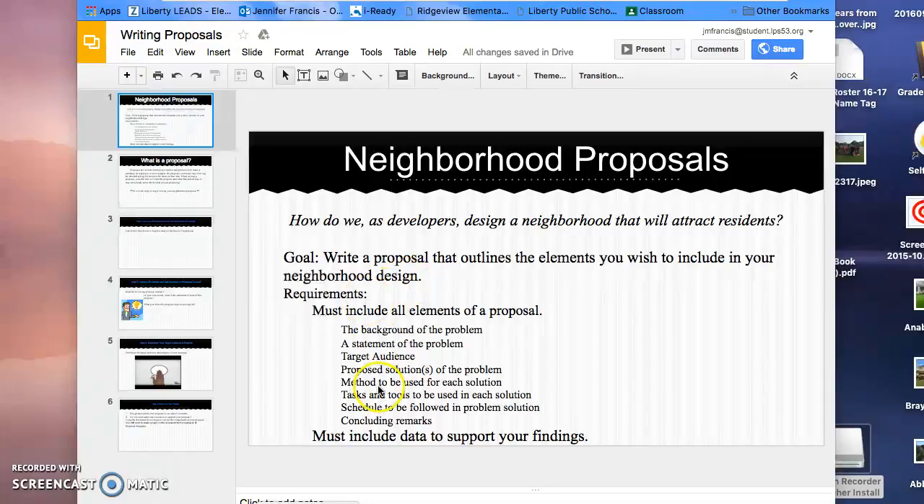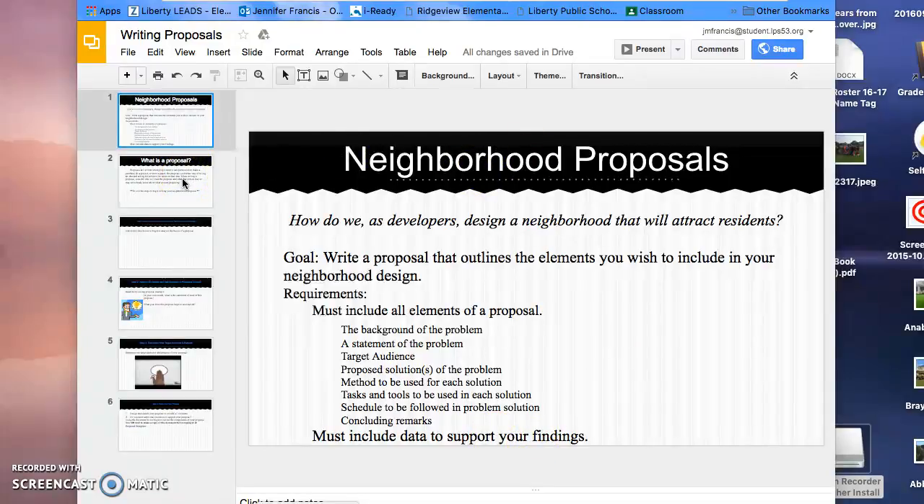Requirements. These must be included in the proposal. These items are the background of the problem, a statement of the problem, target audience, proposed solution of the problem, method to be used for each solution, tasks and tools to be used in each solution, schedule to be followed in problem solution, and then your concluding remarks. We are also asking that your findings be supported by any data or research that you find. So everything needs to be backed up by evidence.